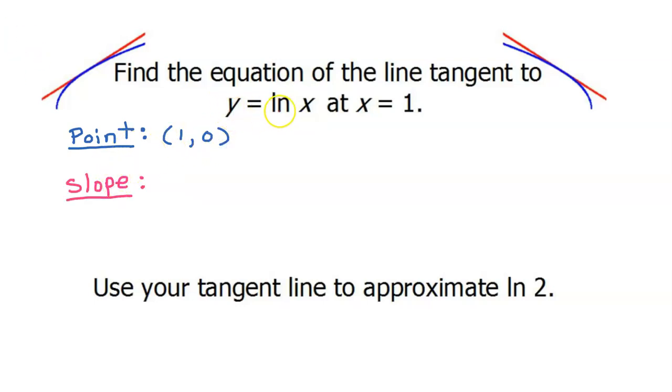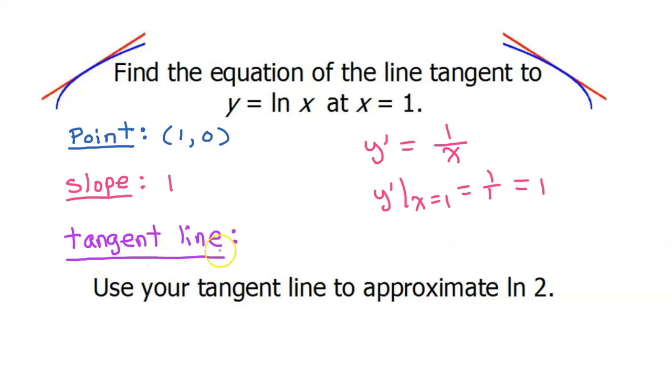Next, we need the slope of this curve at this point. But in calculus, we know that the slope of a curve at a point is the derivative. And in this case, y prime is 1 over x. x is 1, so y prime at x equals 1 is 1 over 1, which equals 1. So the slope is 1.